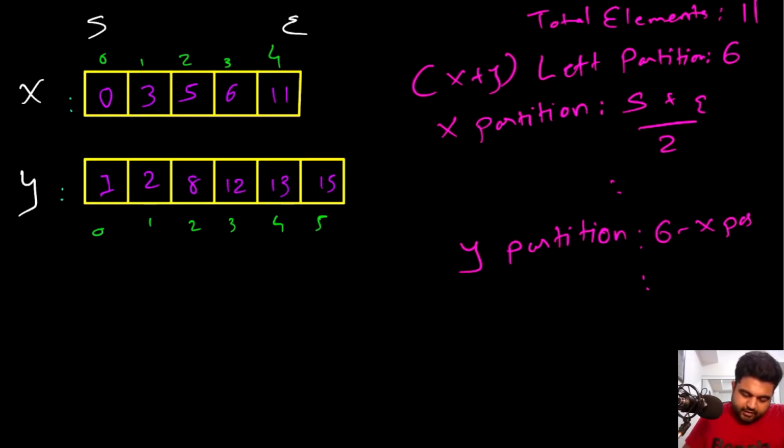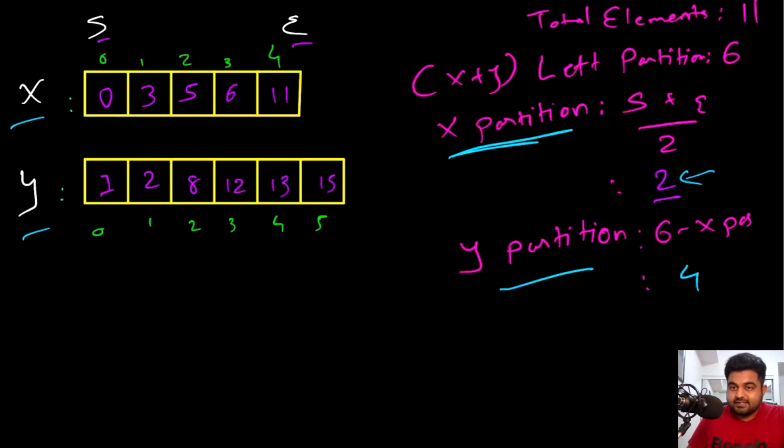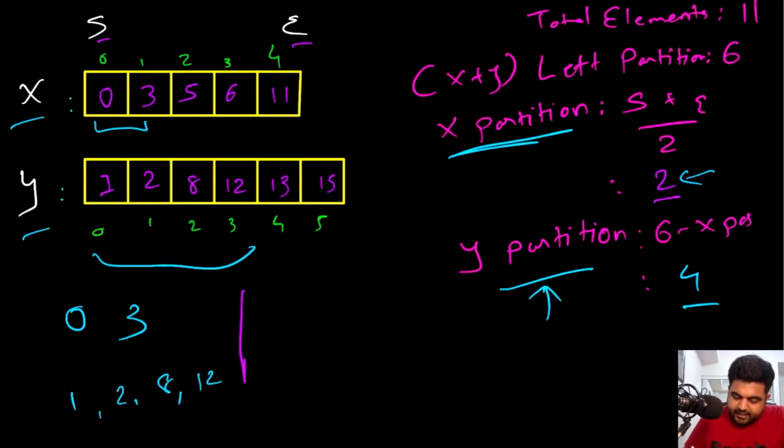So first of all, currently this value is 0, this value is 4. If we do 0 plus 4 divided by 2, we get the value 2. Which means that inside this x portion, we are going to take 2 elements, which means for this y portion, we will have to take 4 elements from this y. Because this is the left portion, we are going to take the leftmost 2 elements inside the left array, which is 0 and 3 in this case. And from this y portion, we will have to take 4 elements, which means we are going to take the first 4 elements over here. Once done, we now have our left partition set up.